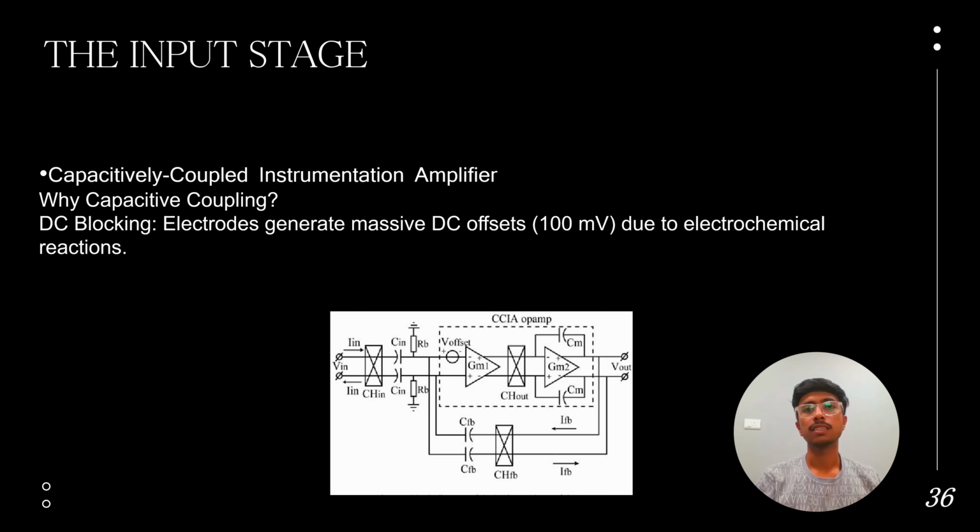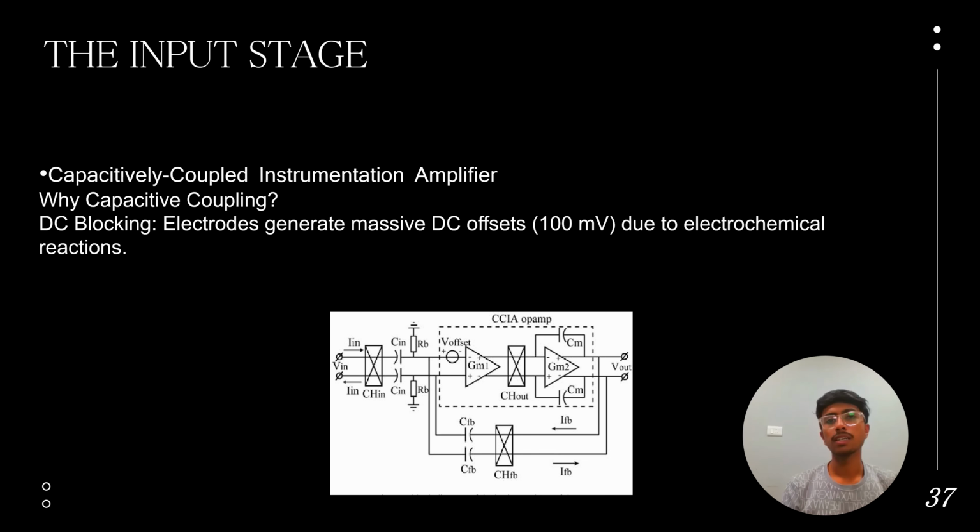Capacitive coupling acts as a DC blocking mechanism. It allows the AC neural signals to pass through while blocking the unwanted DC component. The instrumentation amplifier configuration is chosen because it provides high input impedance and excellent common mode noise rejection, both of which are critical for low amplitude neural signals.